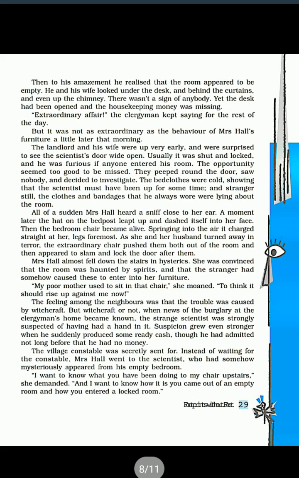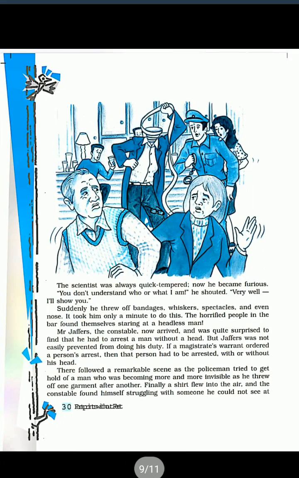When the news of burglary at the clergyman's home became known, everyone doubted Griffin's hand in it. This suspicion grew stronger when Griffin suddenly showed some ready cash. He had no cash a few days before. Mrs. Hall went to Griffin's room. He was there. She asked what he was doing to her chairs upstairs. She also asked how he entered a locked room. The scientist lost his temper. He became furious and cried, "I will show you."